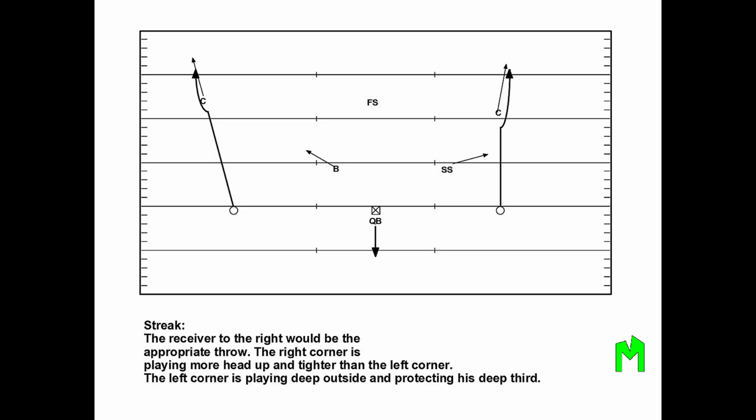The streak route is a deep, straight shot downfield. The right cornerback plays tighter and more head up, which can create a window for a well-timed throw. Meanwhile, the left cornerback protects his deep third of the field by playing deep outside, making that side less viable for a deep pass. This example shows how defensive alignment directly influences where the QB should target on vertical routes.